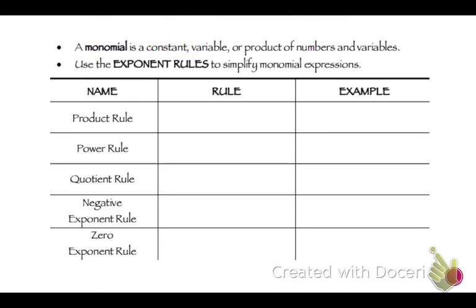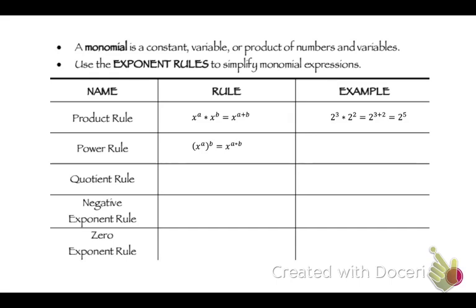Okay, so product rule. This should be review. I get that we just had a summer, so it's okay. x to the a power times x to the b power equals x to the a plus b. An example of that would be 2 to the 3rd power times 2 to the 2nd power would be 2 to the 3 plus 2 power, which is 2 to the 5th, which is 2 times 2 is 4, times 2 is 8, times 2 is 16, times 2 is 32. So that'd be 32.